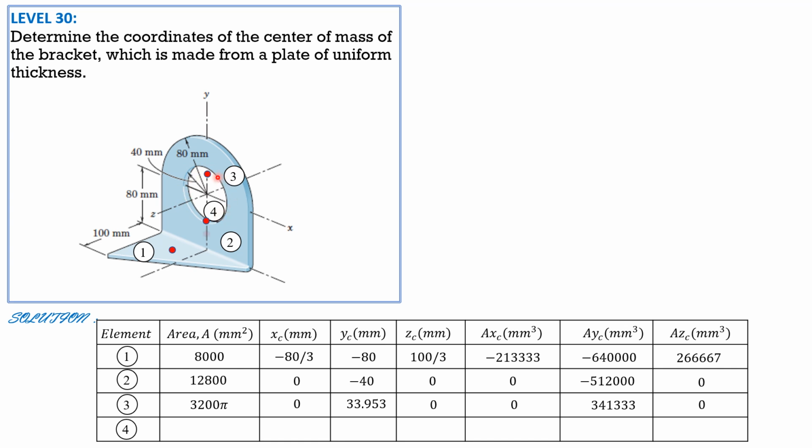Then element 4, to be subtracted. Area is negative pi 40 square, so negative 1600 pi, that's the centroid. So the centroid is the origin, so x 0, y 0, z sub c 0. So the product of area and xc, yc, zc would be 0 respectively. So summation of areas, we add all these column values. So sum of areas is 8,000 plus 12,800 plus 3,200 pi minus 1,600 pi. That's 25,826.55.